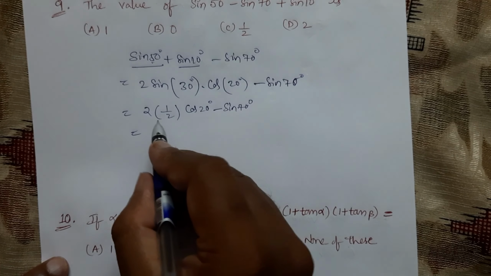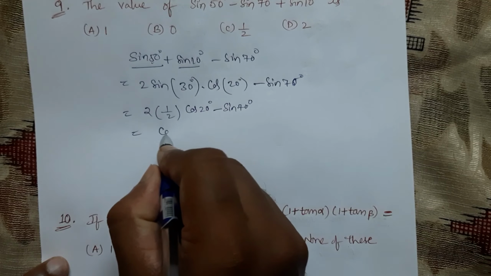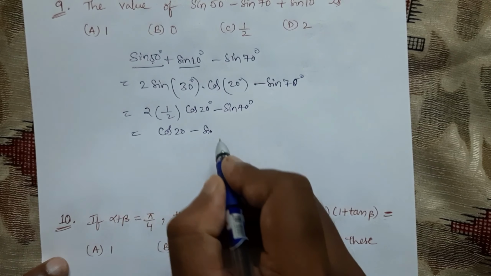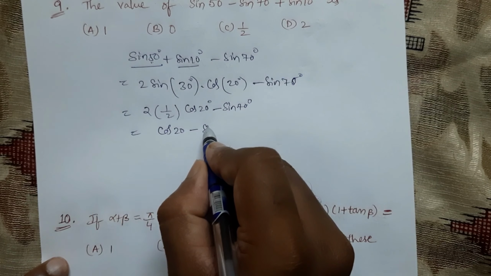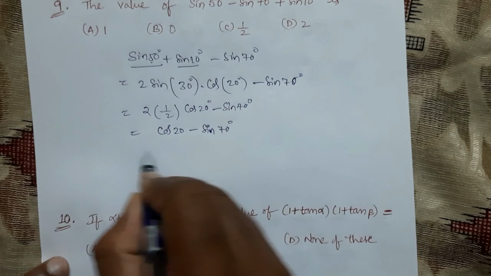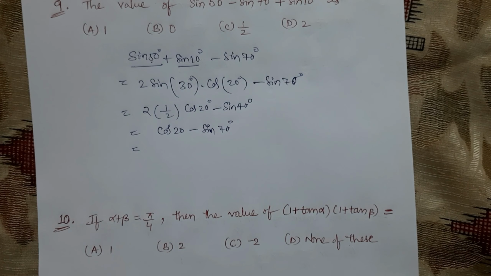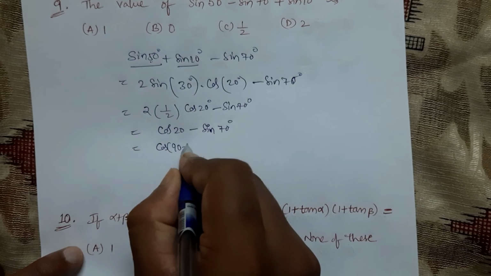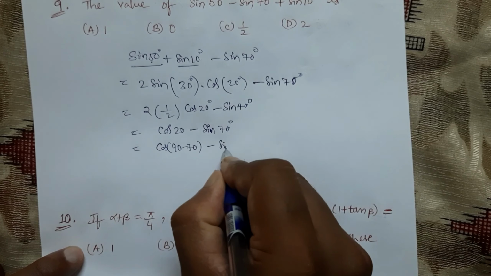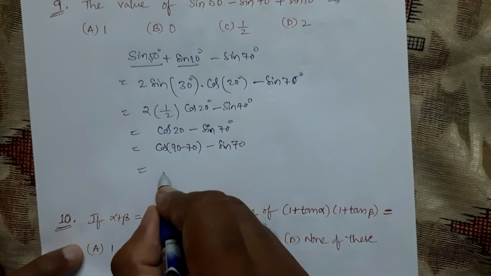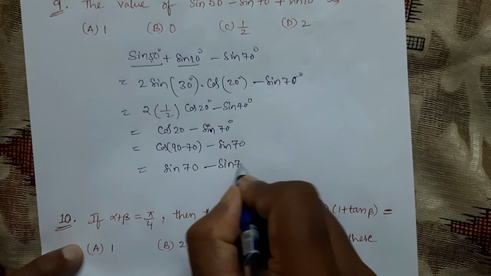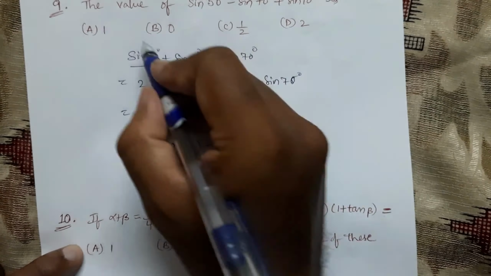So this will be 2 into 1 by 2, they cancel. This is cos 20 degrees minus sin 70 degrees. And again cos 20 we can write as cos of 90 minus 70. Then cos of 90 minus theta will become sin theta, so it is sin 70 minus sin 70, which is equal to 0.